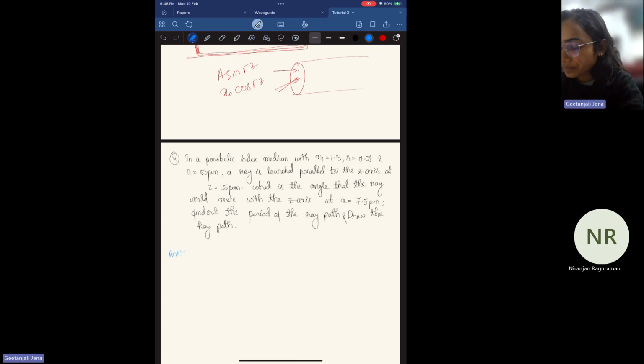The question says, in a parabolic index medium with a refractive index n1 of 1.5, delta of 0.01, and a of 50 micrometer, a ray is launched parallel to the z-axis at x equal to 15 micrometer. This situation is similar to the previous question. So let us draw the schematic.